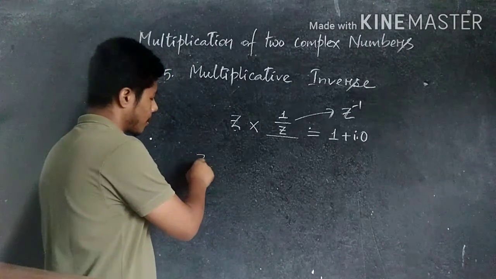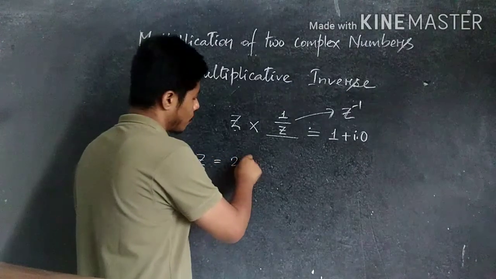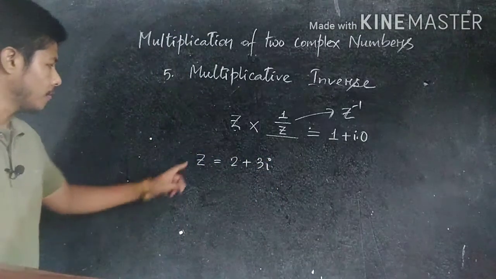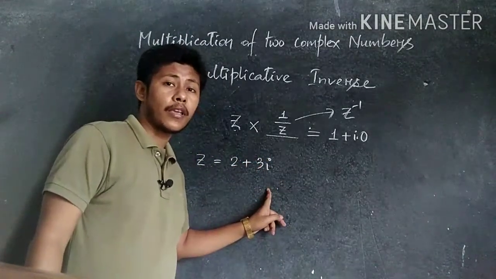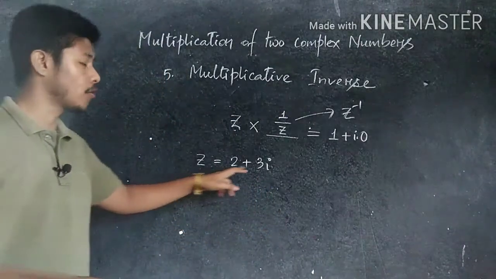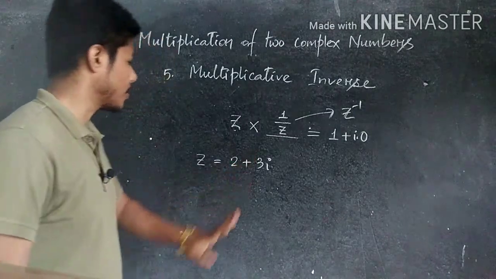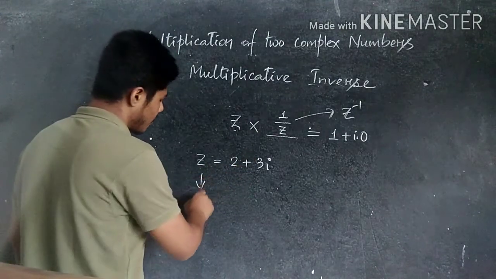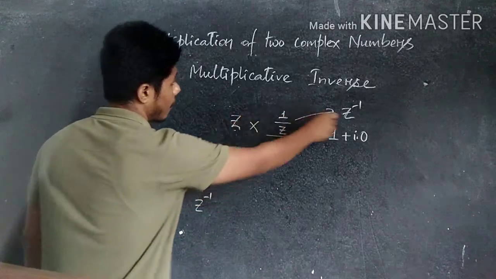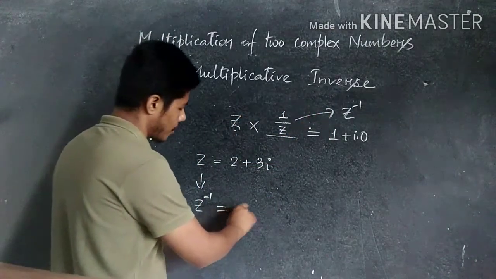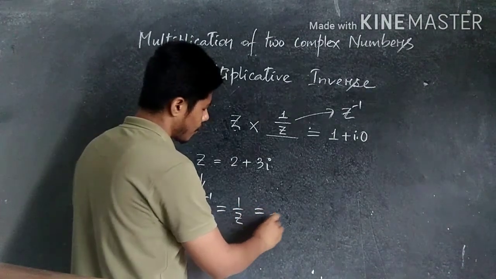Suppose we consider any complex number, say 2 plus 3i. If anyone asks you to find out the multiplicative inverse of z equal to 2 plus 3i, so the multiplicative inverse is z inverse. Z inverse means 1 by z.